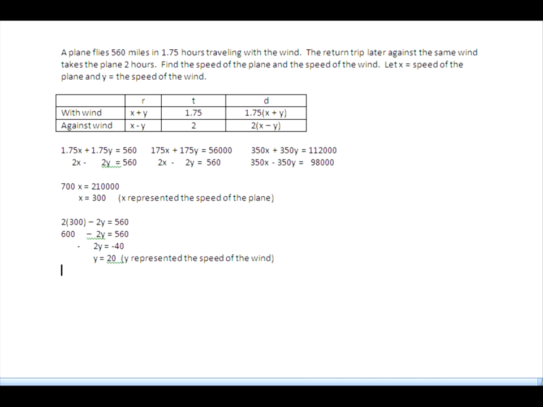So we write a sentence to answer the question. The speed of the plane was 300 miles per hour. The speed of the wind was 20 miles per hour. So there's a problem involving systems of equations with two variables where we used elimination, a word problem.